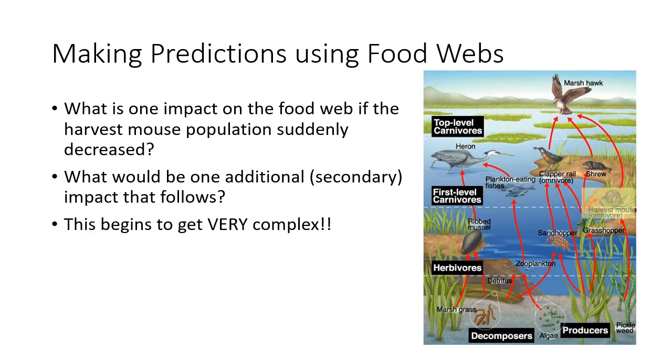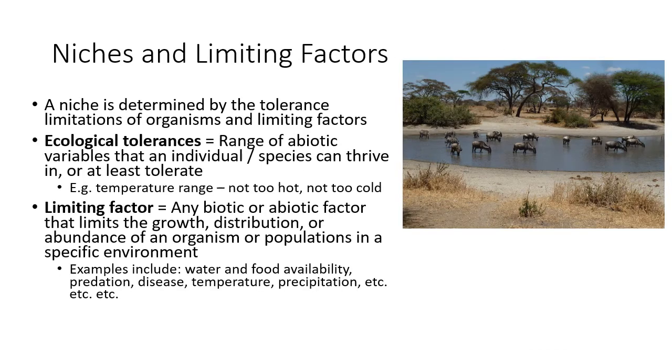Okay, so if we get rid of these harvest mouse, think about what could happen. Think about what could happen immediately. Think about what could happen 2, 3, 4 trophic levels away. Okay, but again, we'll do this in class. All right, so that's all of the feeding relationship stuff.